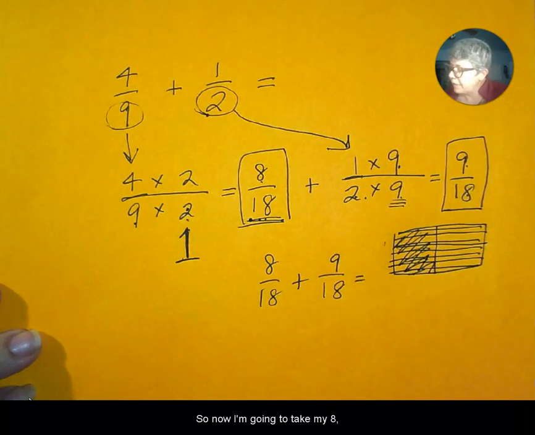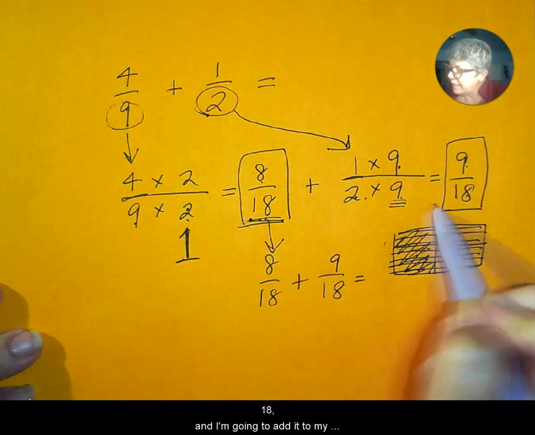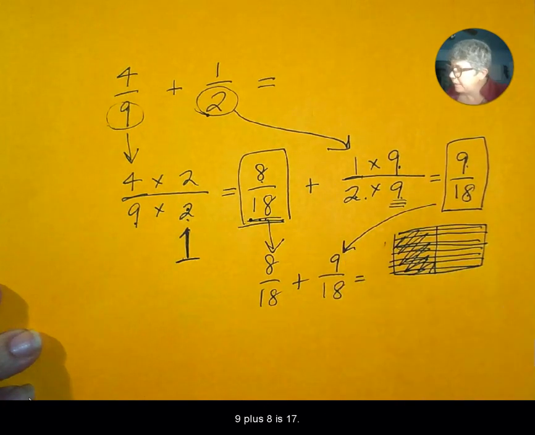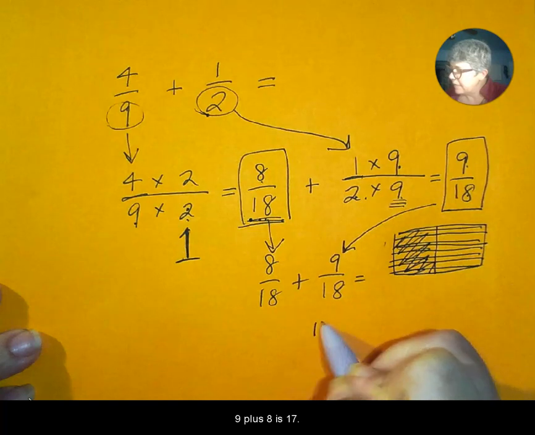Okay, so now I'm going to take my 8/18 and I'm going to add it to my 9/18. 9 plus 8 is 17.